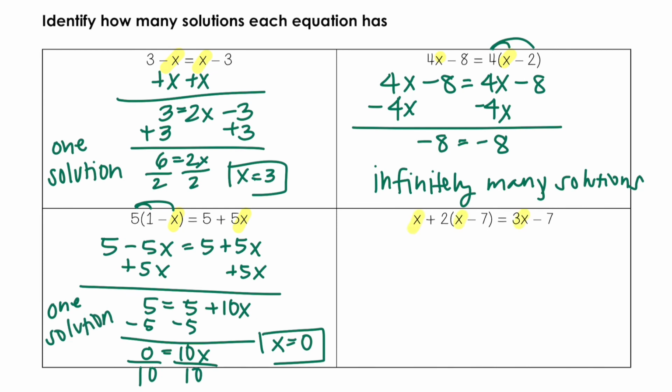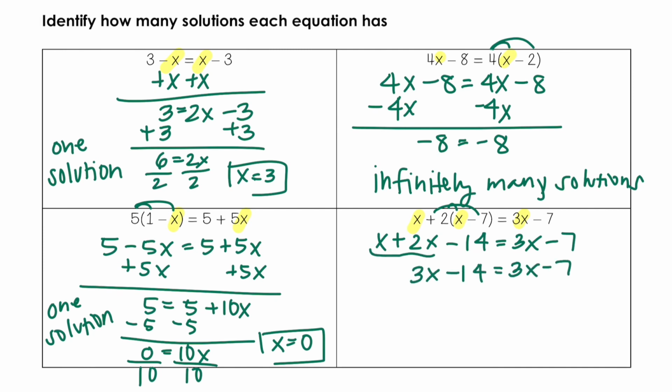For this problem, I need to distribute and combine like terms, and then I can start moving the variables over to one side of the equation. I end up getting negative 14 equals negative 7. Since that's never true, because those are two different numbers, my answer is going to be that there is no solution. There is no number I can plug in for x to make the left side of the equation equal the right side.